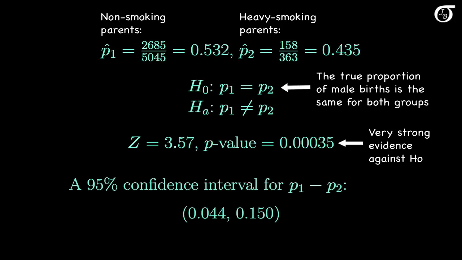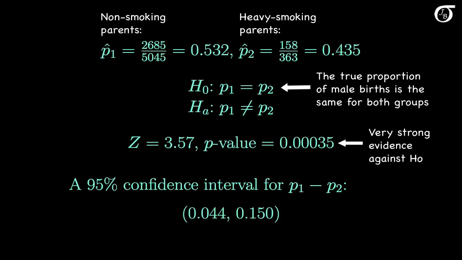If we calculated a 95% confidence interval for the difference in true proportions of male births, we'd see that it works out to 0.044 to 0.150. This entire interval lies to the right of 0. So based on the interval, it looks like p1, the true proportion for non-smoking parents, is greater than p2, the true proportion for heavy smoking parents. This shouldn't be too surprising, given the results of the hypothesis test. And, to my eye at least, that looks like a surprisingly large difference in the male birth rate.